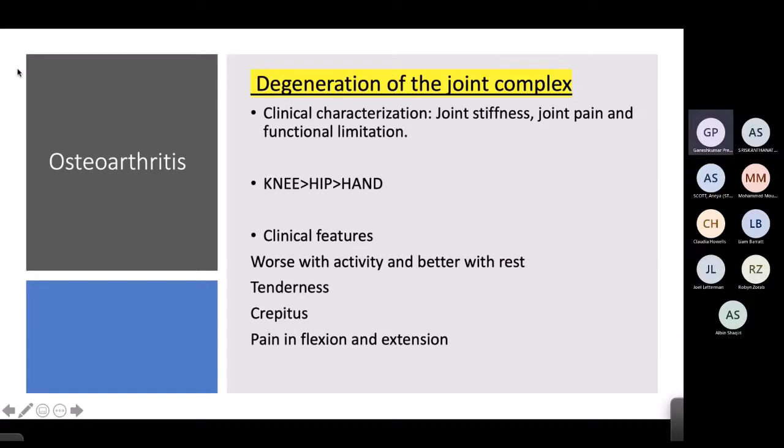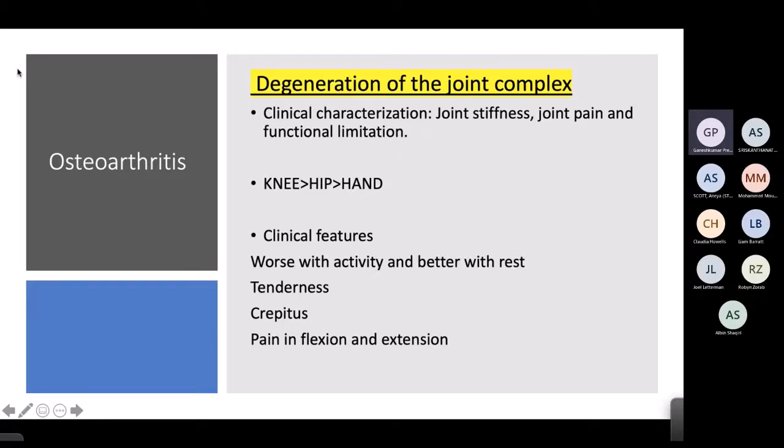Okay, so osteoarthritis is the degeneration of a joint complex. Now, its clinical characterization has features such as joint stiffness, joint pain, and functional limitation. That is helpful, but sometimes a bit difficult because the main aim of the game today is to be able to differentiate an osteoarthritis from a rheumatoid arthritis and possibly from other causes of inflammatory arthritis. So you could argue that you see these same characterizations in rheumatoid arthritis. So then we can look at these clinical features, and these help us differentiate inflammatory from non-inflammatory.